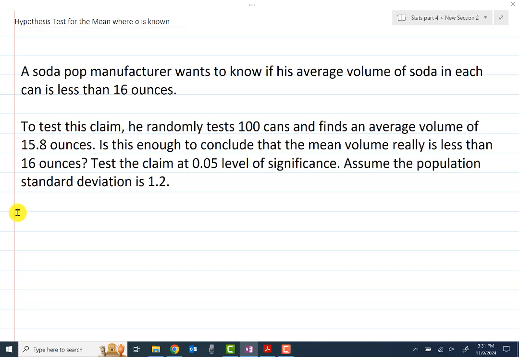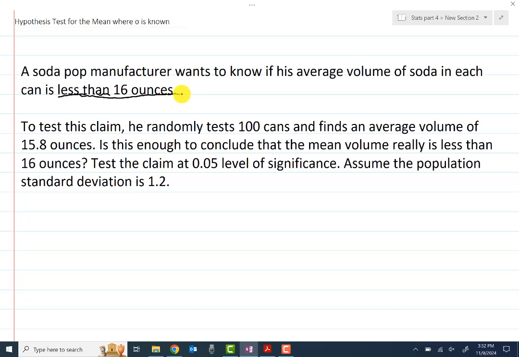So let me get all of the information that I want to use in the problem and then show you how the structure of these things works. Here's a claim being made. Is it true that these cans are holding less than 16 ounces in any significant way? A natural thing to do would be to grab some cans of pop and see what the volume is on them. And if they appear low, then we might have a serious problem.